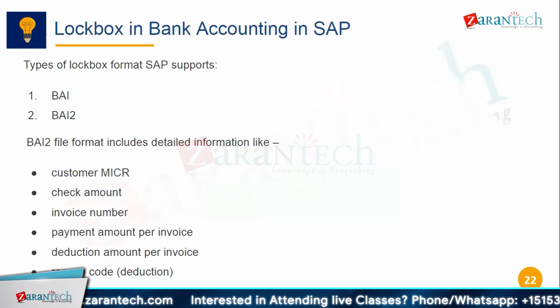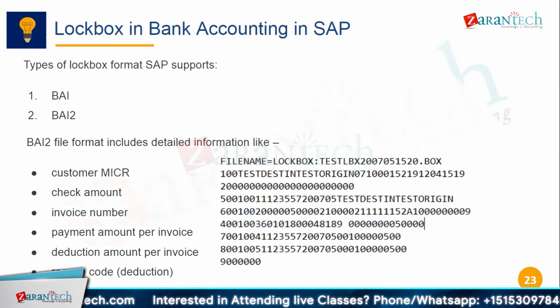The types of lockbox formats. Now, banks have many formats. BAI and BAI2 are the popular formats. There are many other formats, but the lockbox basically only supports these two formats. So what are these formats? These formats are basically files where the information stored would be like customer MICR number, check amount, invoice number, payment amount per invoice, and if there's any deduction per invoice. If there's a deduction, what is the reason for the deduction?